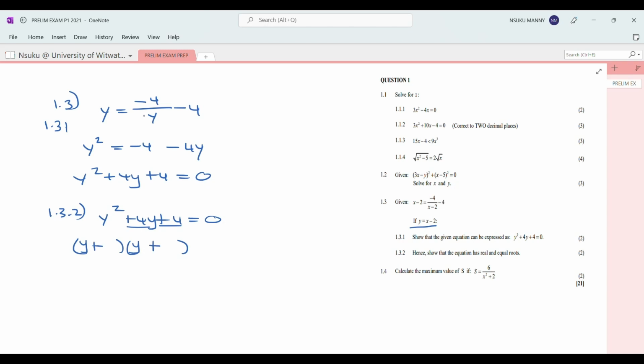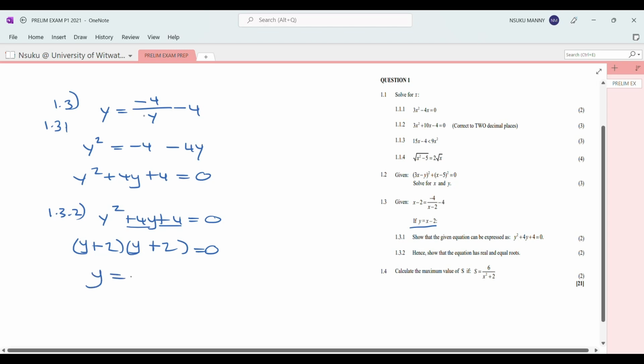So what are factors of 4 that if we multiply them, they're going to give us 4, and if we add them, we're going to get the 4 on the 4y? So it's 2 and 2. So they are equal, the roots are equal, and they are real. So our final value will be y is equal to minus 2. So that's your full 2 marks right there.